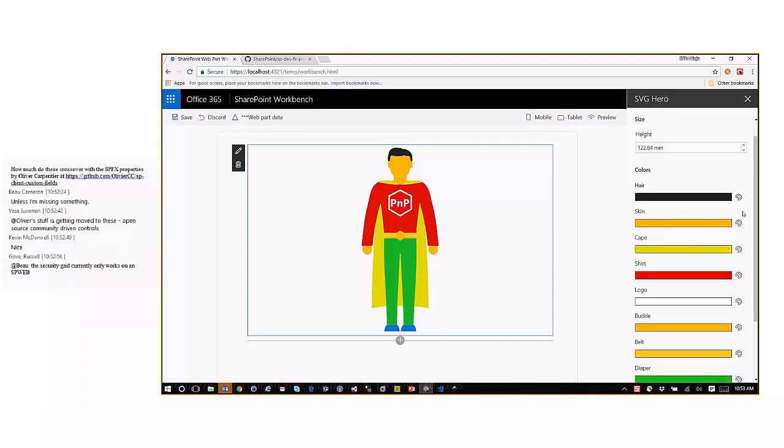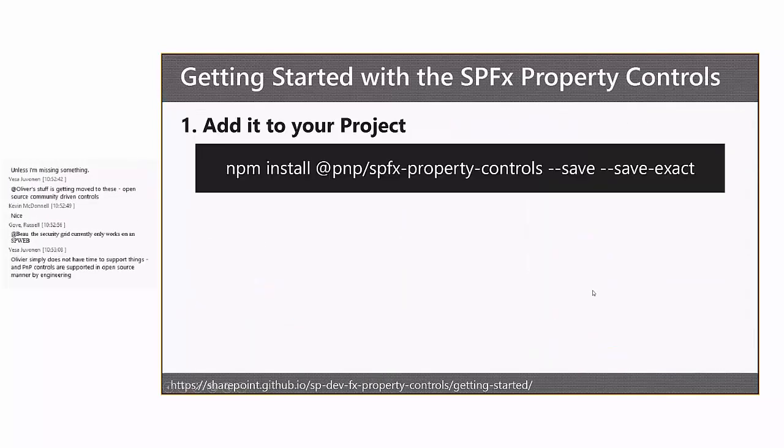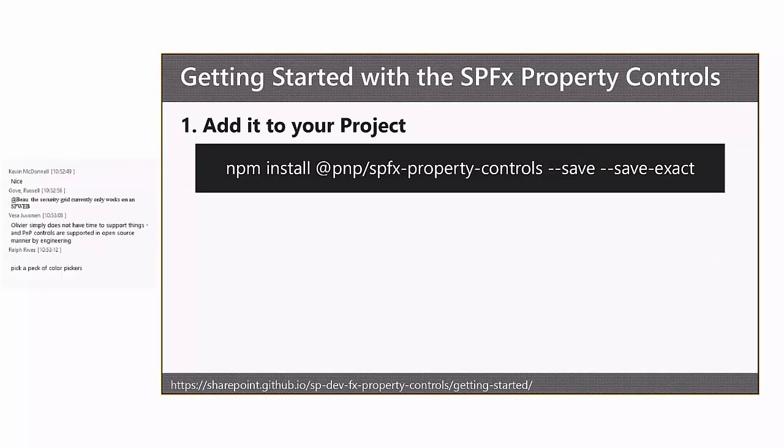Okay, so let's take a look at a couple things with that. If we go back to these slides here, here's how you use those property pane controls. You're just going to add them to your project. You're going to run this npm install command. All this is available in a really nice getting started guide that's available on the site. The URL's down there. You're just going to run that. It's going to add it into your project.